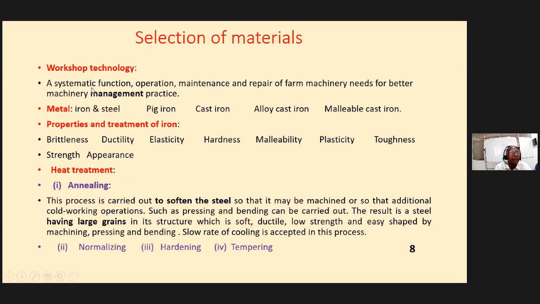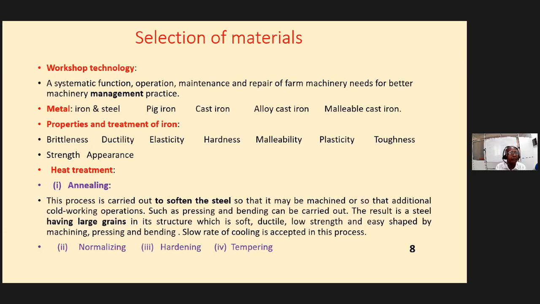Technology. A systematic function, operation, maintenance and repair of farm machinery needs better machinery management practices. For example, you take one engine. So what are the functions of the engine? Then a man can operate this engine. And we have to maintain this engine. Sometimes you have a problem or trouble, you have to repair that engine. Right? So I mentioned these four steps: function, operation, maintenance and repair. Is it correct? Okay?